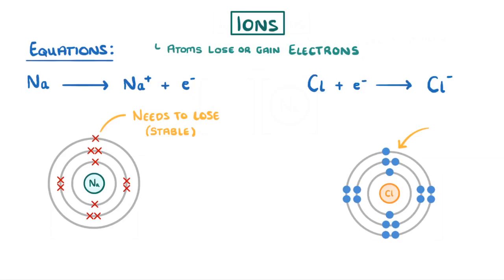Now, this is all well and good in theory, but in real life, these reactions don't happen in isolation. Instead, we normally talk about a transfer of electrons, from an atom that has too many, like sodium, to an atom that doesn't have enough, like chlorine.